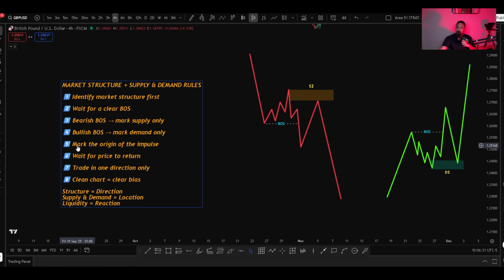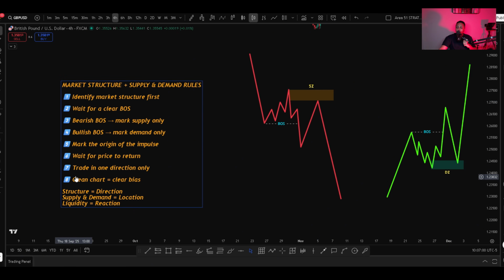Zone, you're gonna go ahead and mark the origin of the impulse. Before the break of structure, you're gonna go ahead and mark the origin of the impulse, which is the supply zone right there. And then number 6, once the price returns back to the supply zone, this is where you're gonna be looking for your opportunity to execute a trade.